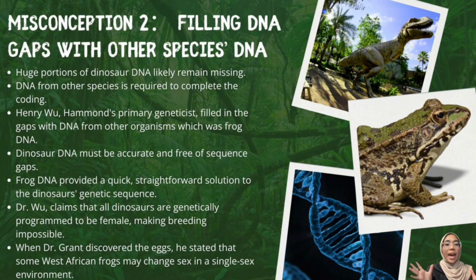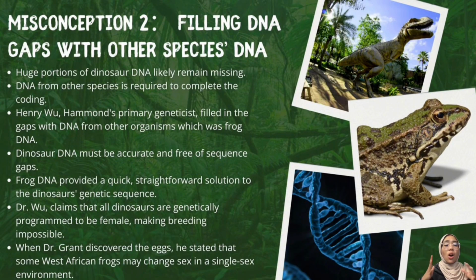In this movie, Henry Wu, Hammond's primary geneticist, filled in the gaps with DNA from other creatures, which was frog DNA. To be cloned successfully, the dinosaur DNA must be accurate and free of sequence gaps. Frog DNA provided a quick and simple solution to the dinosaur's genetic sequence. The film simply used the frog's DNA to explain how certain dinosaurs could change sex.